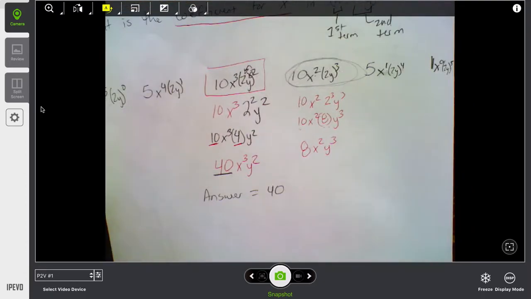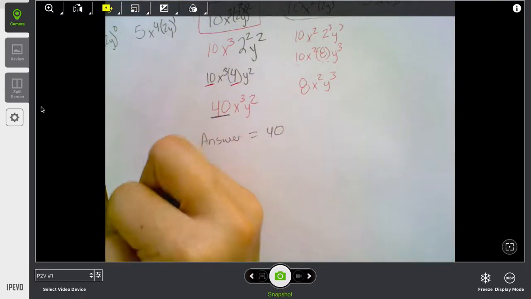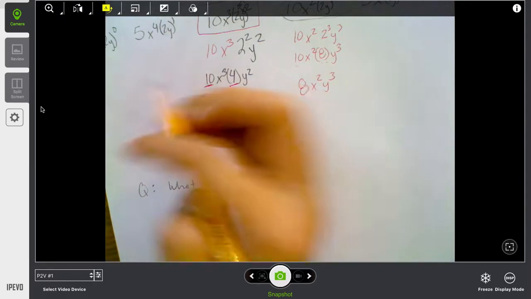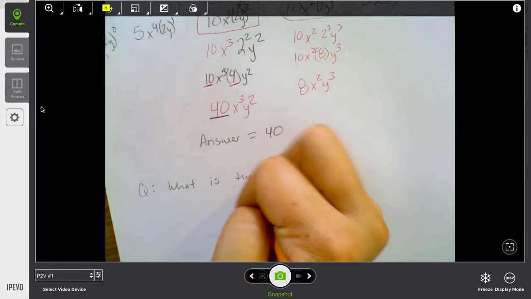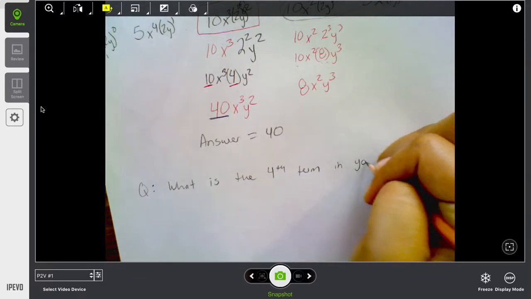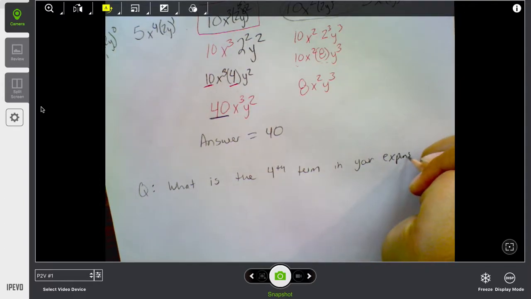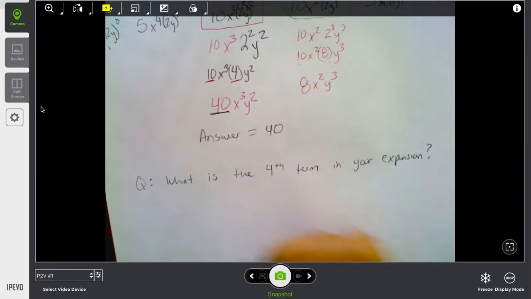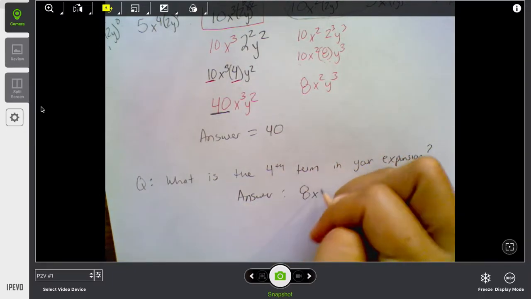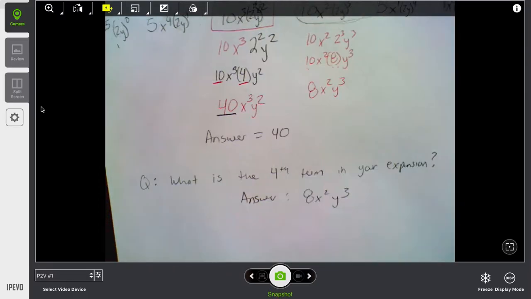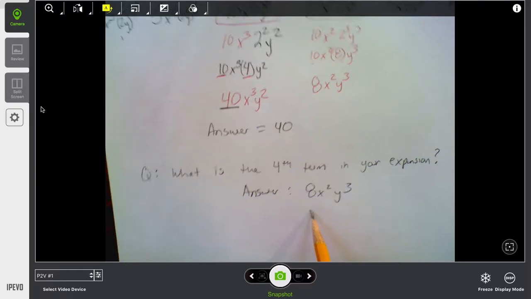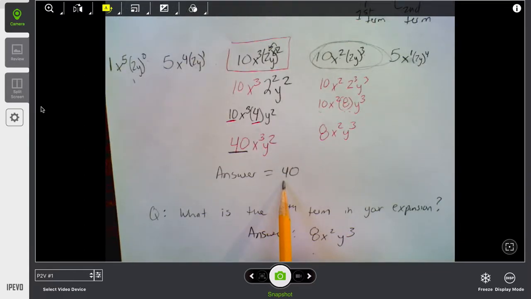So if the question is, what is the 4th term in your expansion, your answer would be 80x squared y to the third, okay? And that would be your answer for that question. If it's only asking for the coefficient, it would be the number alone.